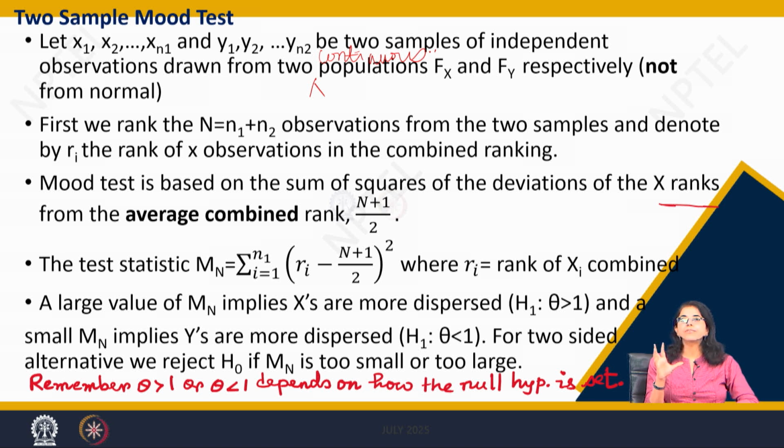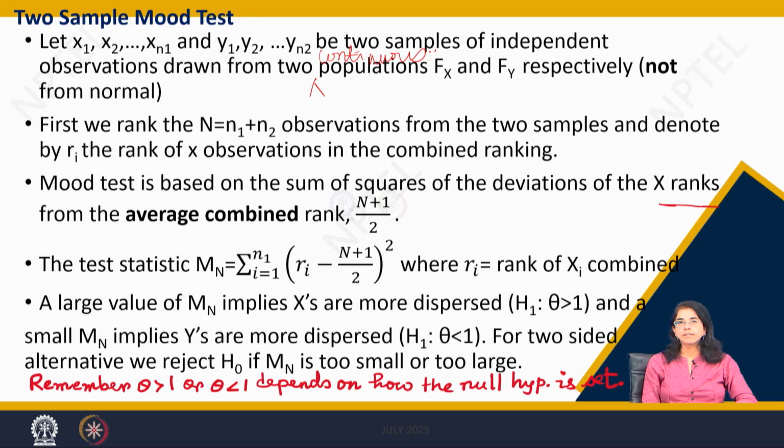What will be the combined rank? That will be 1 to capital N, right? So, what will be the sum of all ranks in the combined sample? 1 plus 2 plus 3 plus till N. So, average combined rank will be N into (N plus 1) divided by 2 and divided by capital N. So, N cancelled out and you will have average combined rank as a result, (N plus 1) divided by 2.